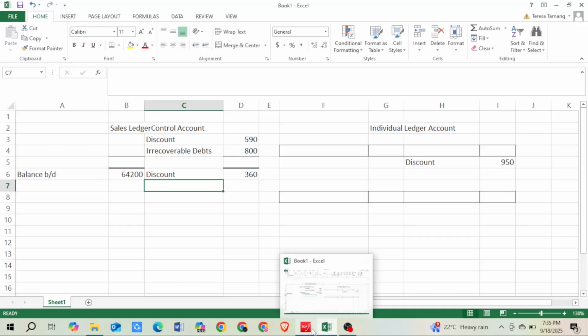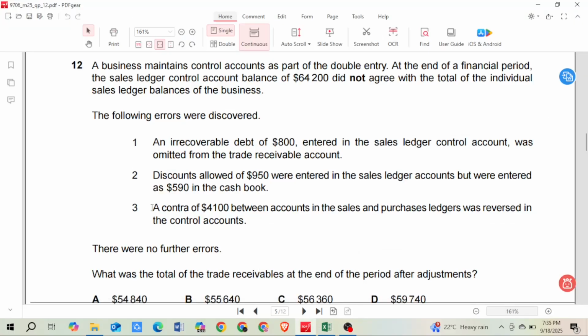And then the last one, last error, they say that a contra of 4,100 between the account in the sales and purchase ledger were reversed in the control account. So contra entry was there. A contra entry basically means when we subtract amount from sales ledger as well as from purchase ledger control account, because that same person is your customer as well as the supplier. Okay, so amount we owe him and then amount he owes us. Okay, we'll adjust that and then we'll deduct this amount.